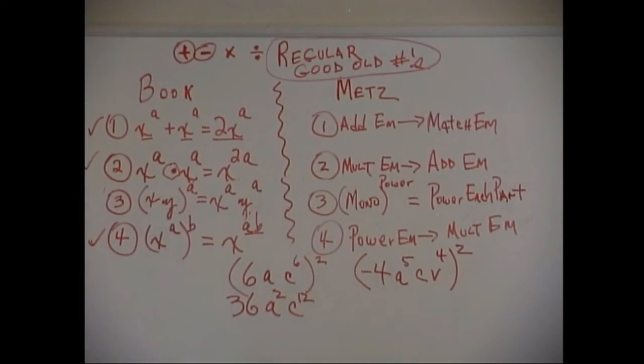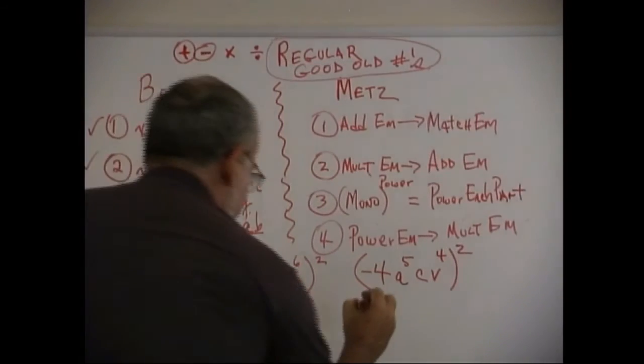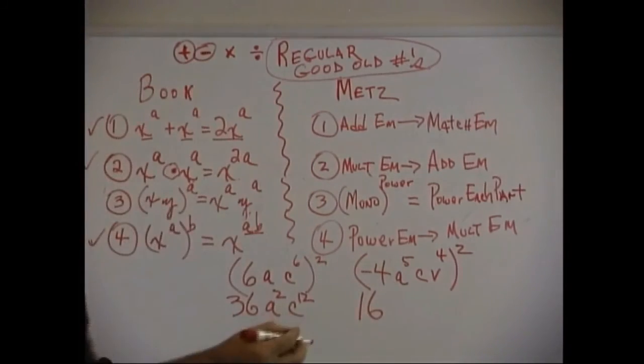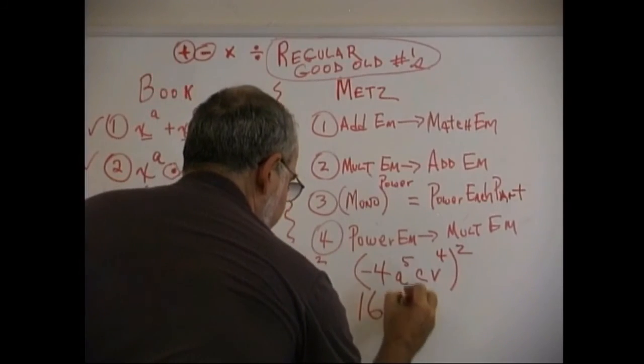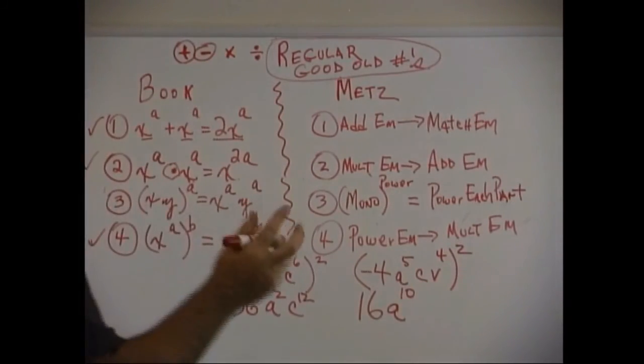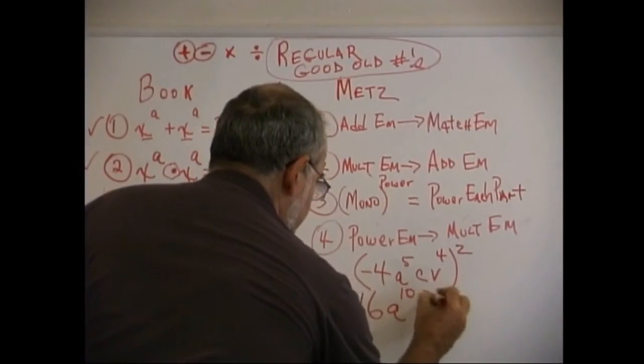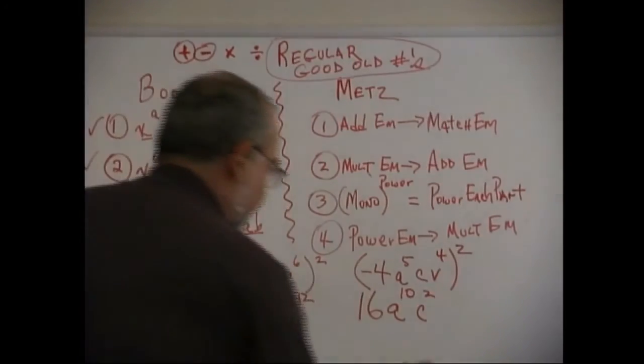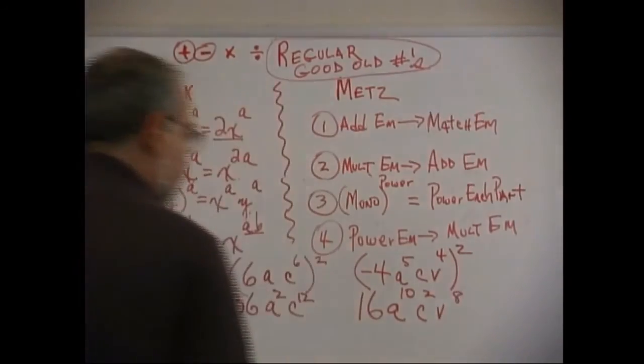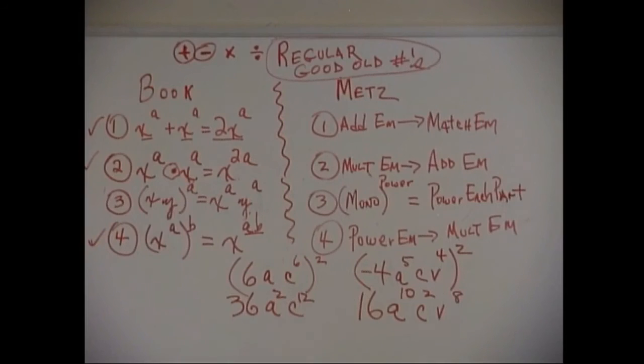Now the problem here is, notice that negative 4 is inside the parentheses with the square. So therefore this is negative 4 squared, which means negative 4 times negative 4, which is 16. A to the 5th squared is A to the 10th. C squared is what I just said. And V to the 4th squared is V to the 8th. How do you raise a power to a power?